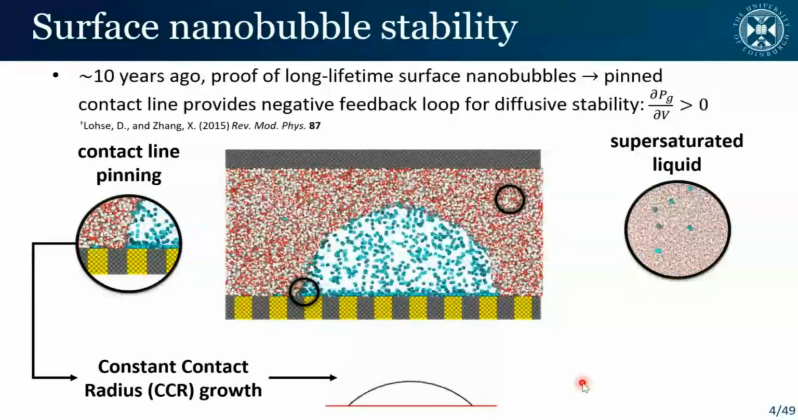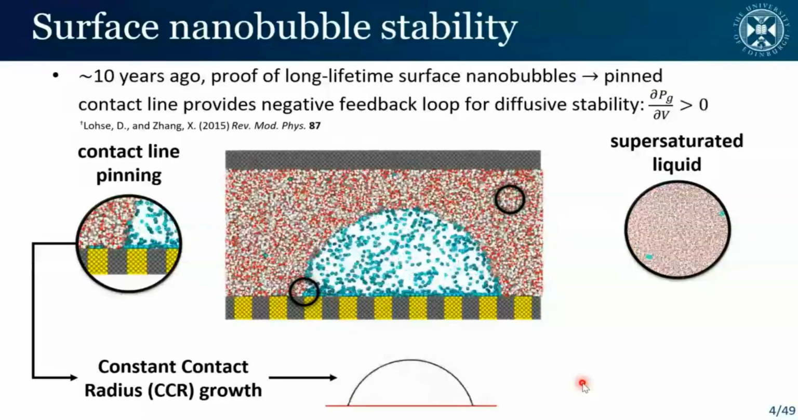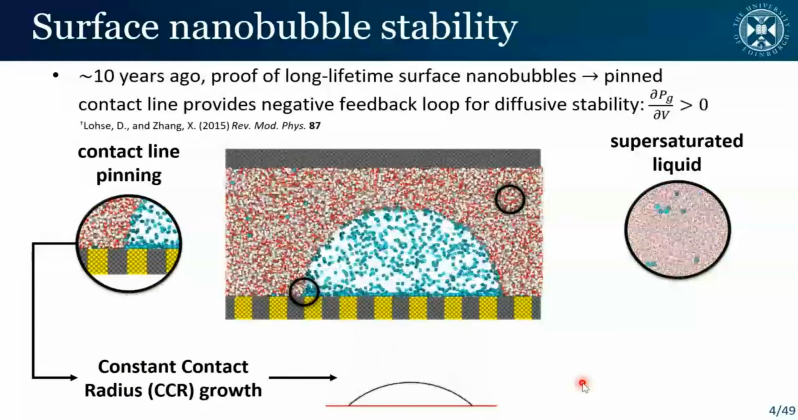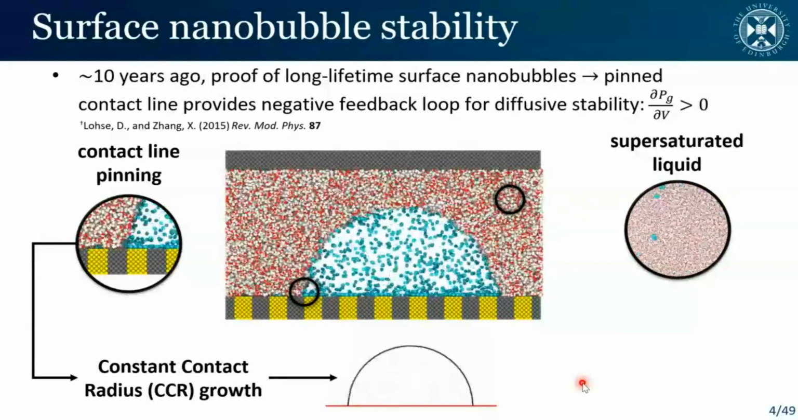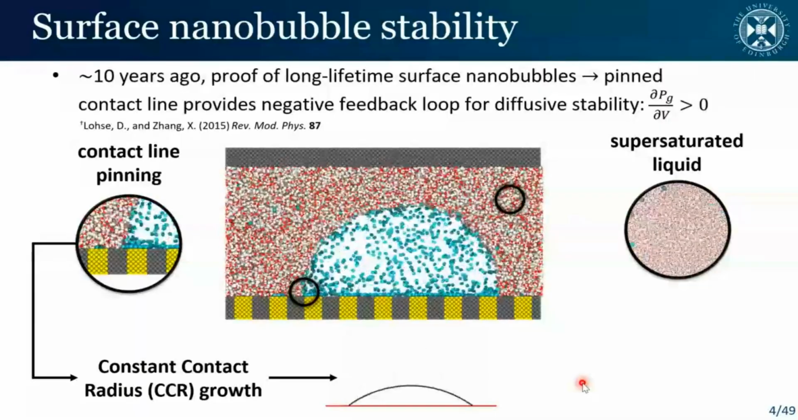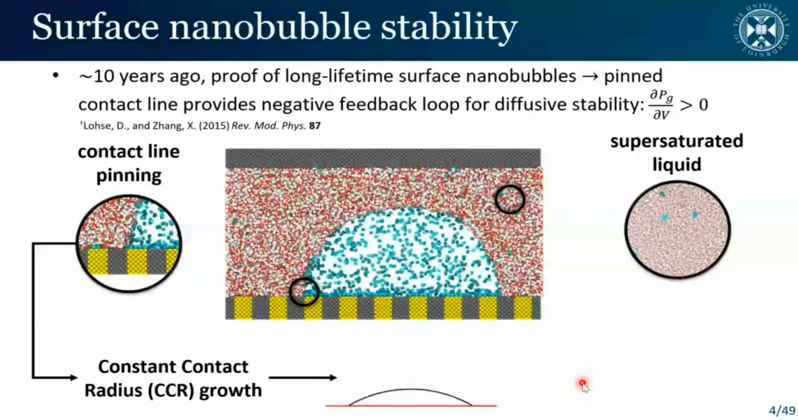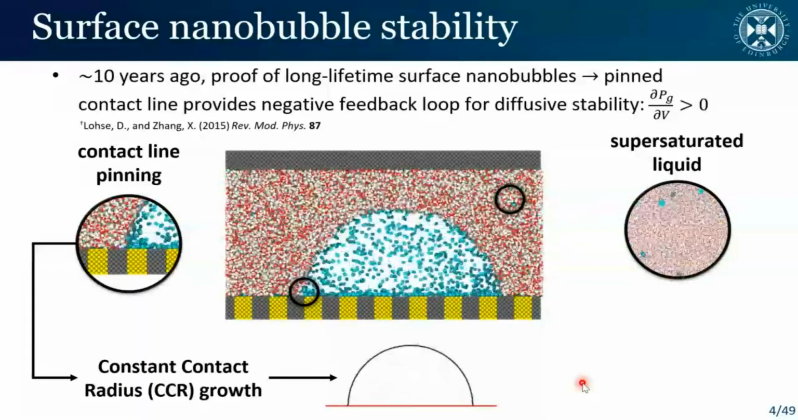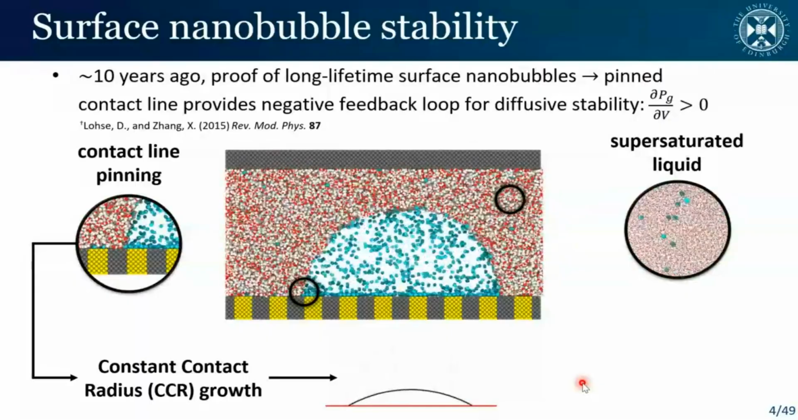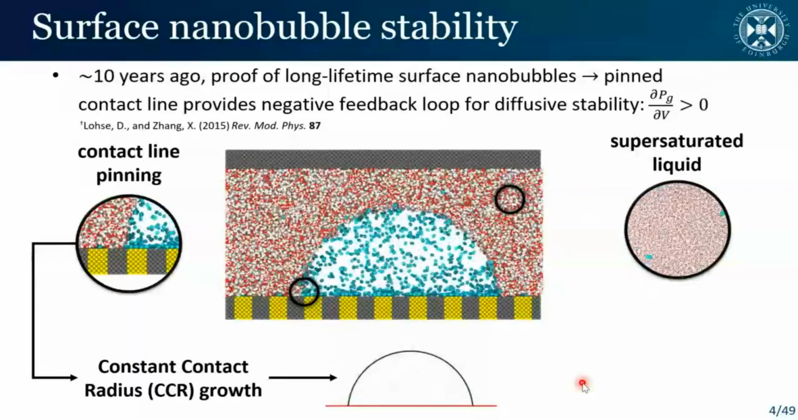So while this is a very idealized case, in reality, surface nanobubbles have been shown to exist quite routinely on surfaces. They're more likely on hydrophobic surfaces with elements of roughness, but it's still a genuine effect.